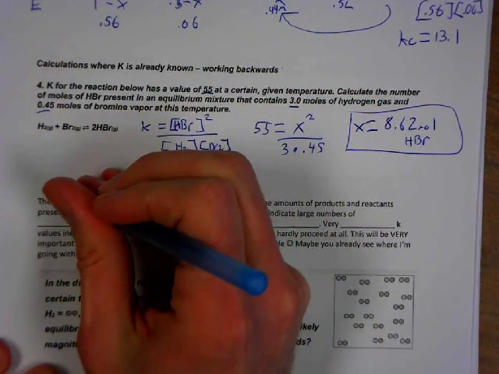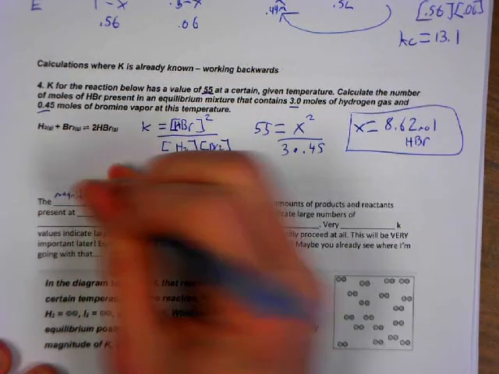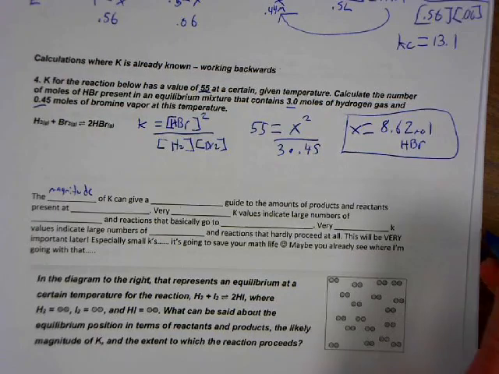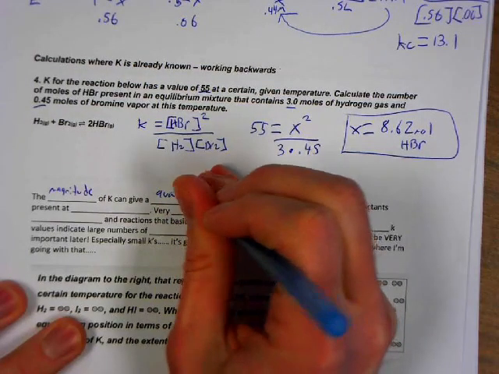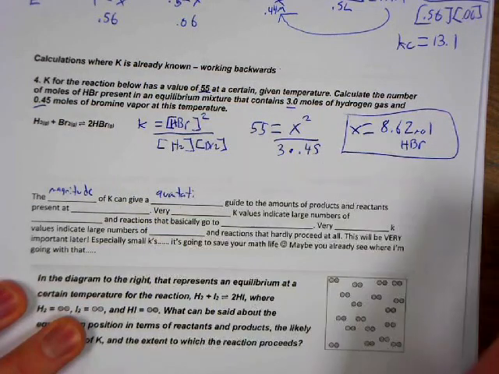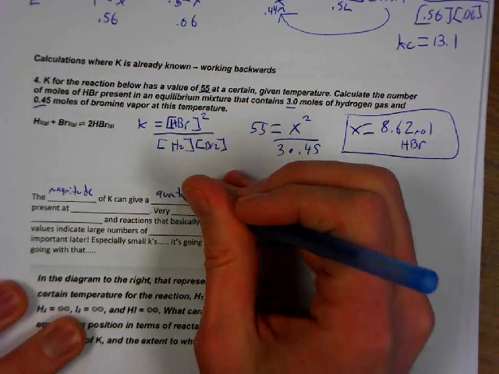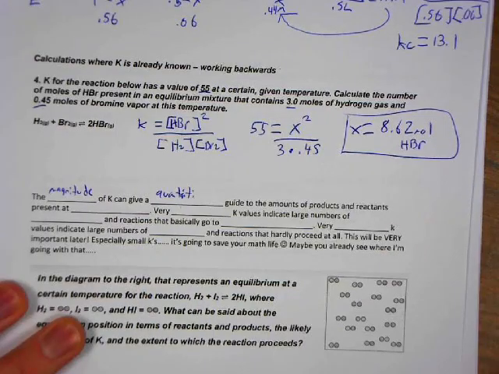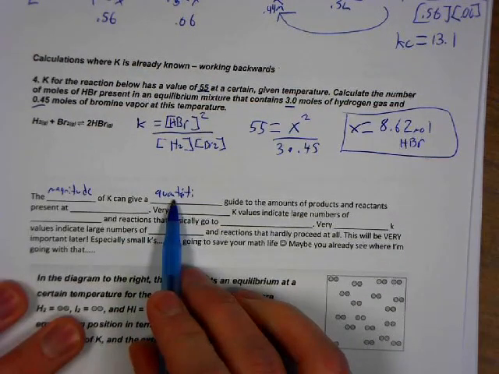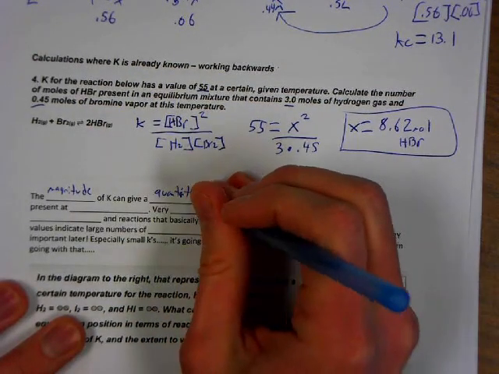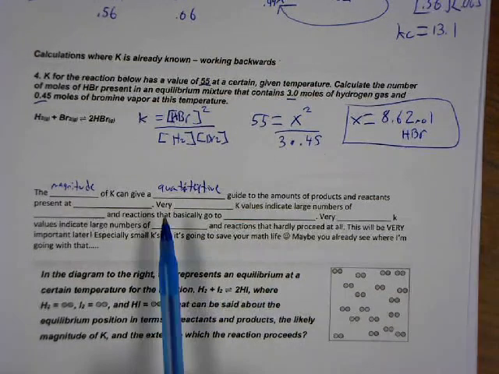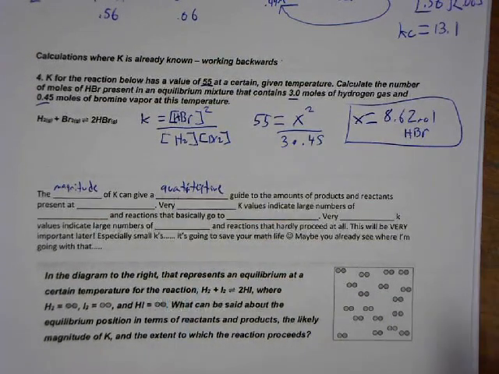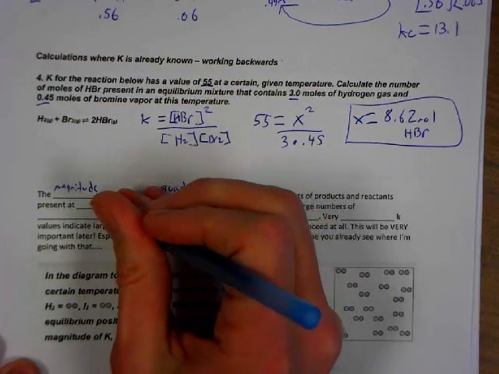This is really, really important, this next part. The magnitude of K can give a quantitative guide to the amounts of products and reactants present at equilibrium.